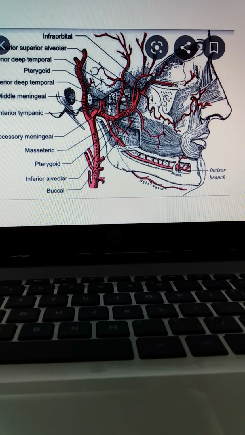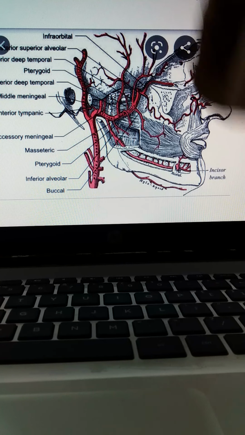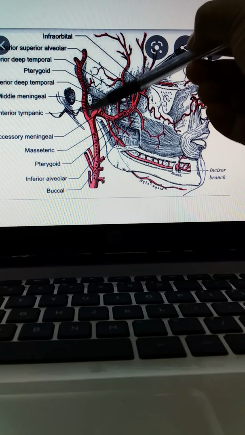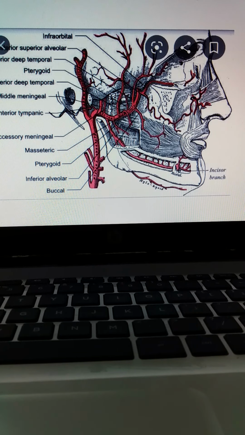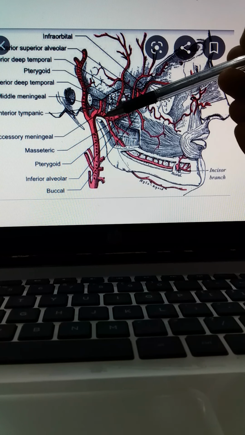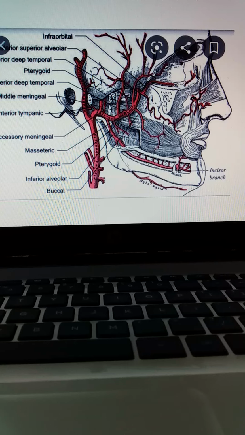You have one more branch from the first division, that is the inferior alveolar. This is your inferior alveolar. This is your inferior. These were all from the upper side: your deep auricular, anterior tympanic, middle meningeal, accessory meningeal. Now one branch traverses lower down, that is the inferior alveolar artery. The inferior alveolar artery runs down medial to the ramus.